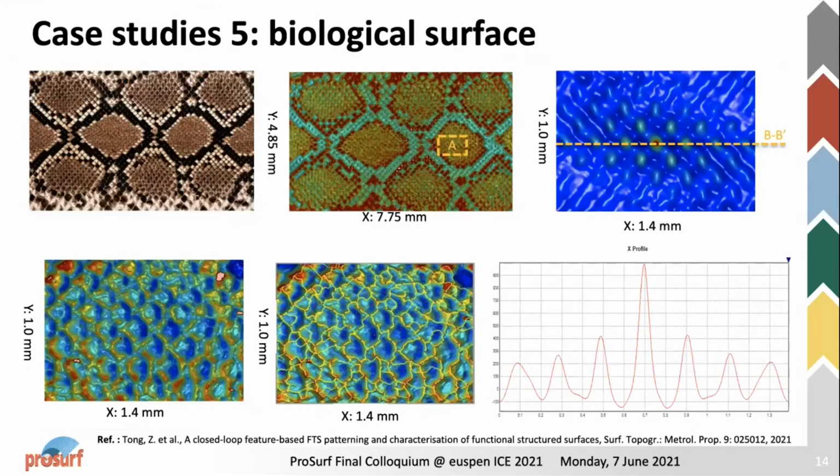The last example is the biological structured surface. Snake skin is a very typical surface for drag and friction management. In different areas, the scales on the snake skin have different functionalities. The proposed feature-based surface calibration method can identify each scale and its detailed feature properties. ACF analysis can also show the local periodic information of the scales.